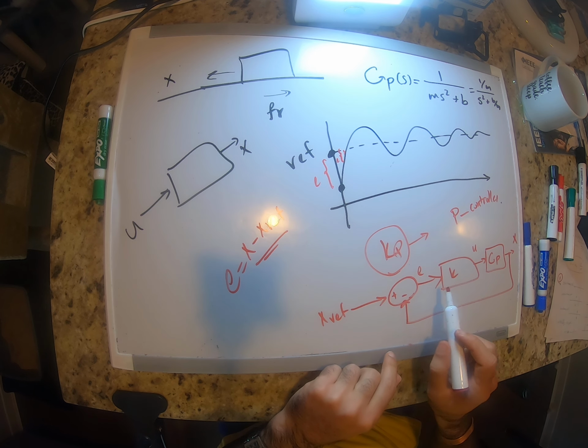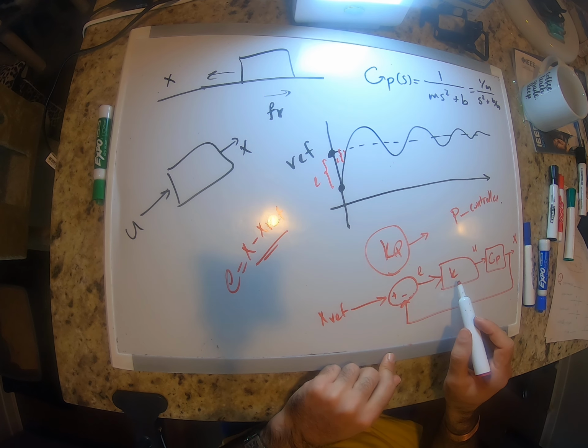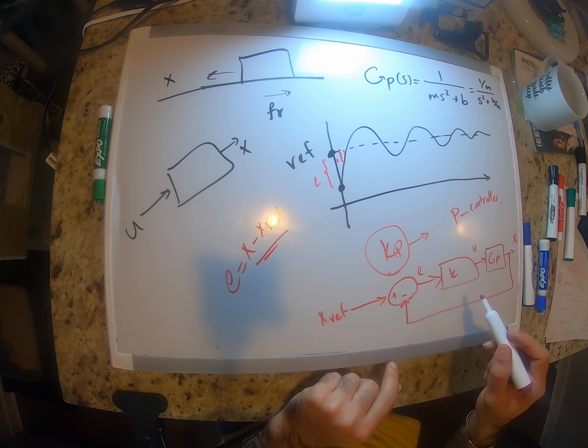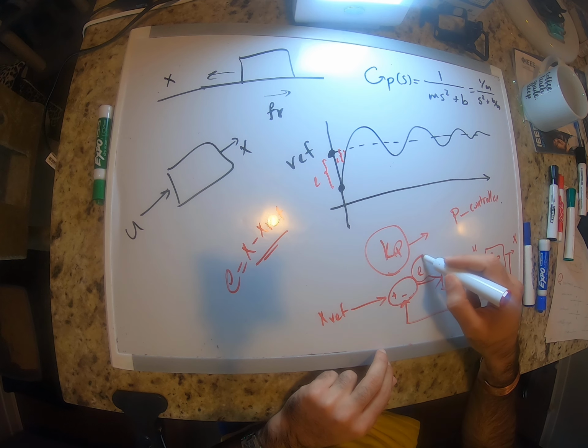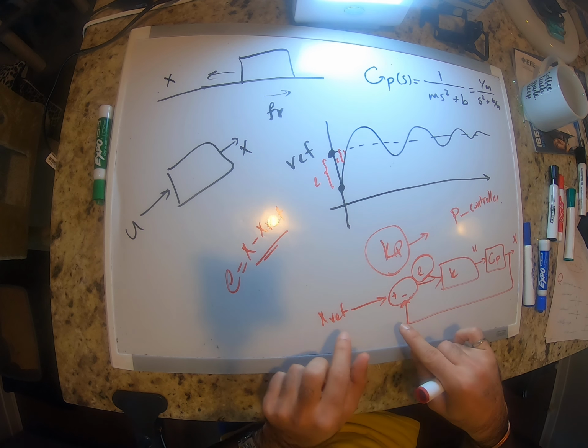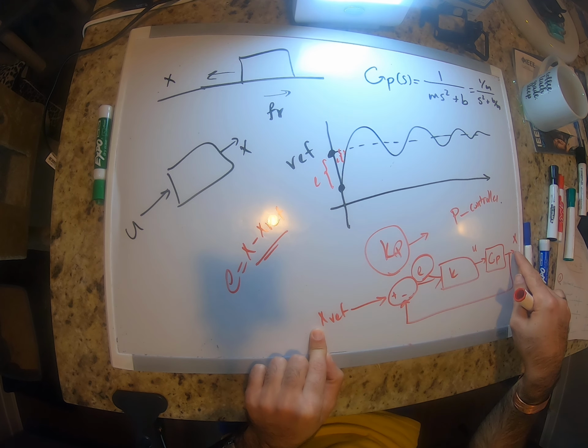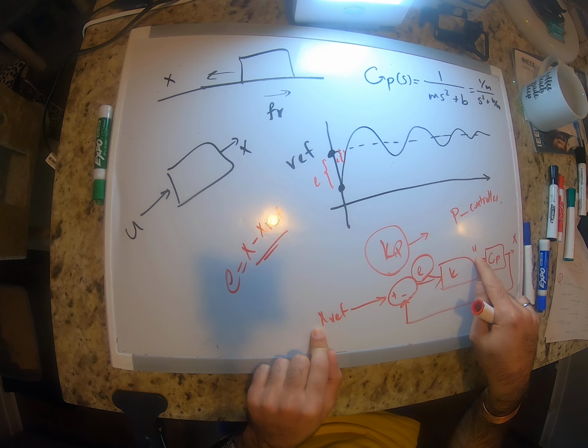So the proportional controller takes the error, which is the difference between X ref and X, and tries to adjust U based on that.